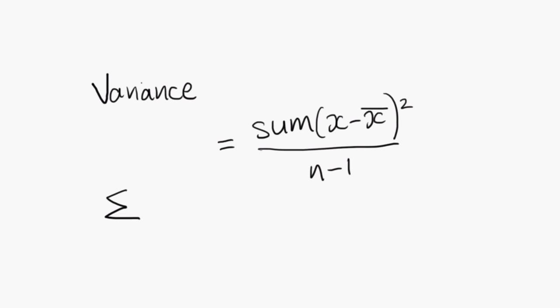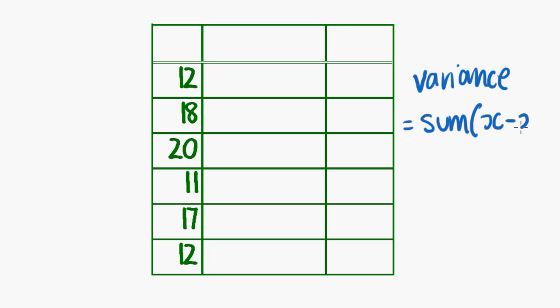Here is a small set of data that I'm going to work out the standard deviation and variance for. I've put it in a table here so I can show you how this calculation works. Remember, the formula looks like this: the variance is equal to the sum of x minus the mean of x, squared, over n minus 1. So we need to find the mean of x first.